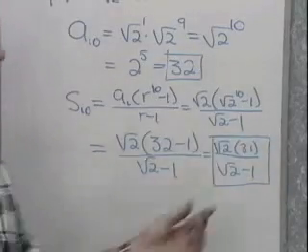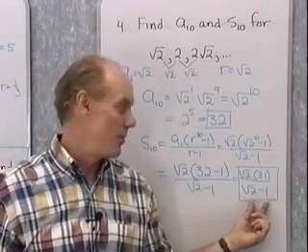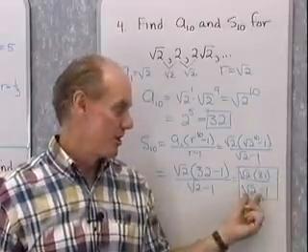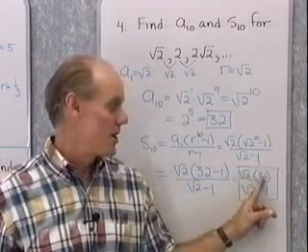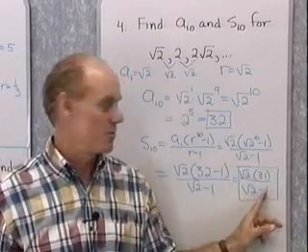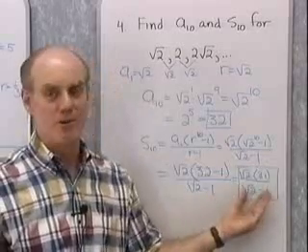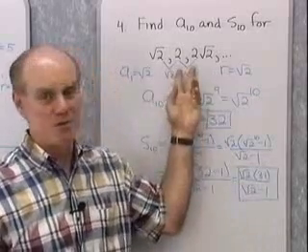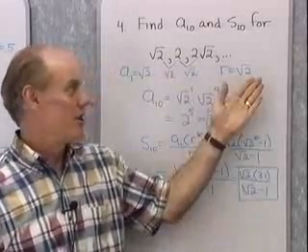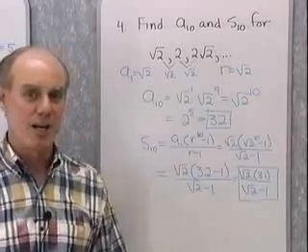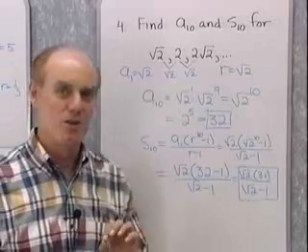We could, if we wanted to, rationalize this denominator by multiplying by square root 2 plus 1 over square root 2 plus 1, but I just want to leave it like this, square root 2 times 31 over square root 2 minus 1. That is not a nice looking formula, but that is the sum of the first 10 terms of this sequence. If I write out all 10 terms and add them all together, I'm going to get the thing that's equivalent to that.